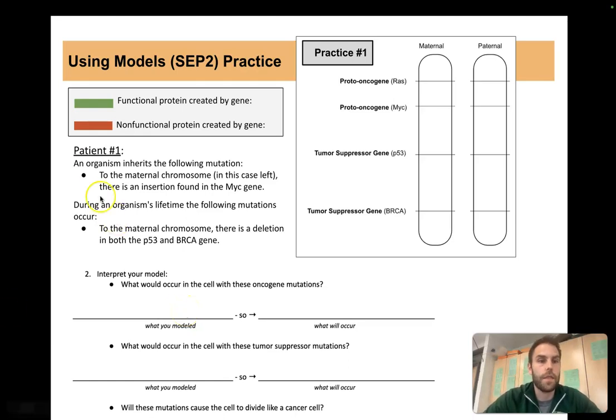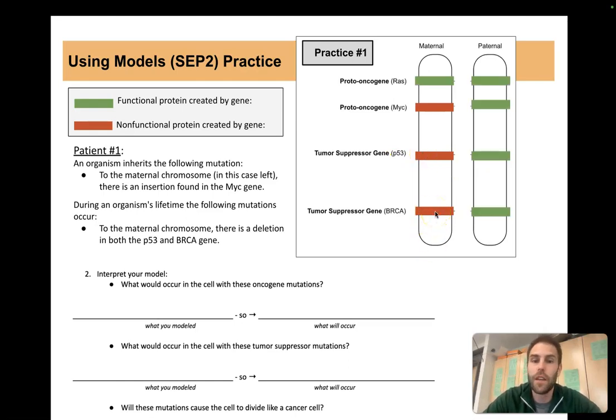Patient 1. The organism inherits the following mutation. So this is essentially what they got from their parents. On the maternal chromosome, there's an insertion found on the MYC gene. So, okay, insertion, that's going to cause a different shape of our protein. So I'm going to model that in as red, non-functional. During the organism's lifetime, so these are the mutations they're accumulating, on the maternal chromosome, there's a deletion to both the P53 and the BRCA gene. So a deletion, again, is going to cause a different shape in a protein. So these are going to be non-functional proteins, again, all on the maternal chromosome. And then everything else I'm just going to draw green because there's no mutations there. I'm going to assume that they're functional.